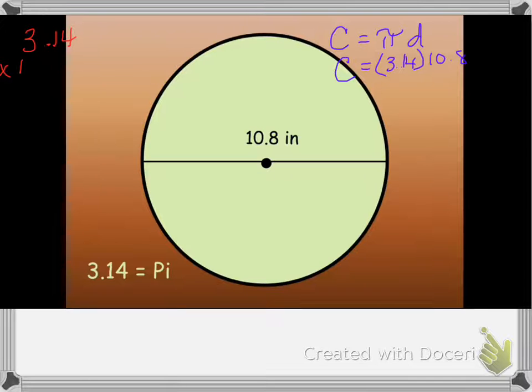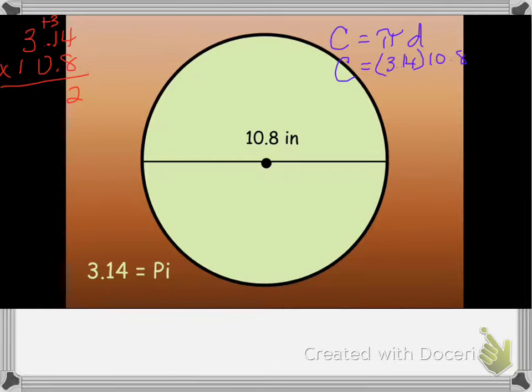3.14 times 10.8. Remember, you do not have to line up the decimals. We're going to multiply starting with the 8. We're going to pretend like the decimals aren't there. We'll worry about them at the end. 8 times 4 is 32.